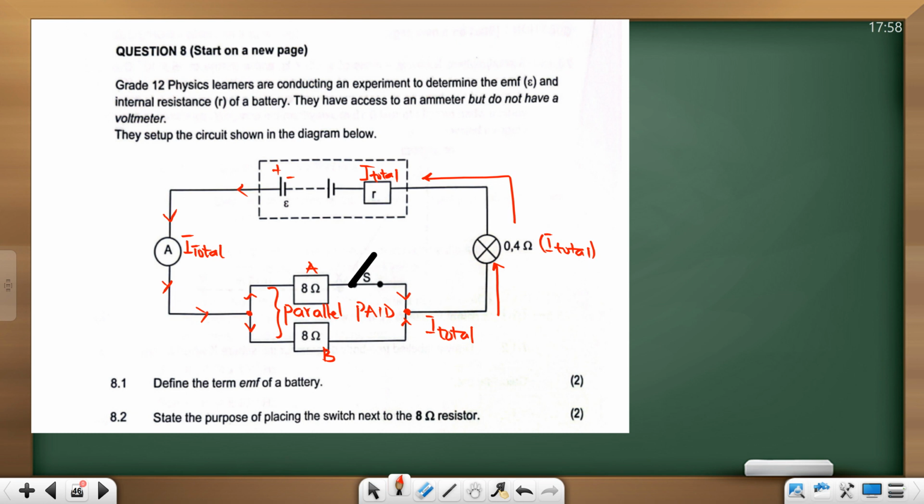Start walking through the question. So what is actually controlling the value of the total resistance?